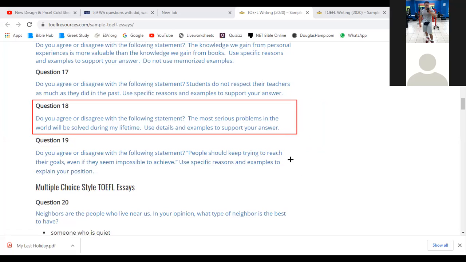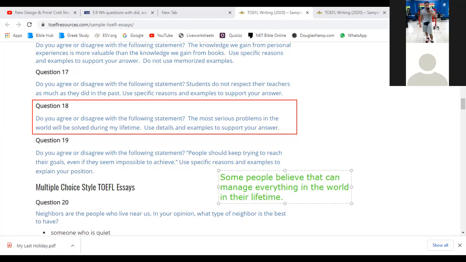Question number 18. Do you agree or disagree with the following statement? The most serious problems in the world will be solved during my lifetime. I don't know. That one's a little difficult, right? Something like a general statement. Some people believe that they can manage everything in the world under several problems. Voy a poner in their lifetime. Very good, there you go. That's an example of a general statement, right?